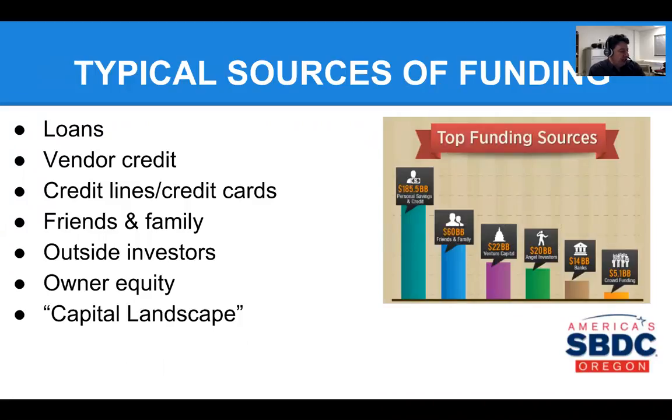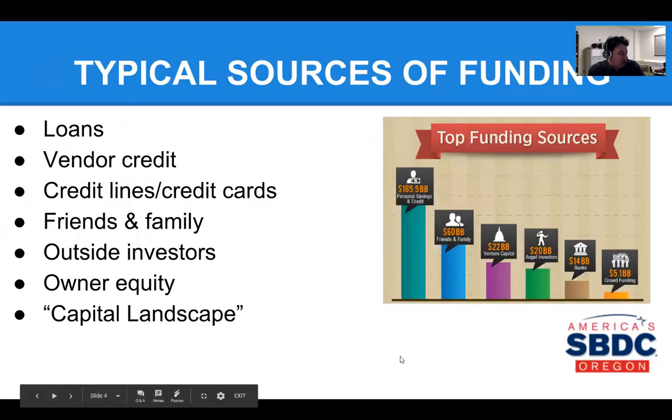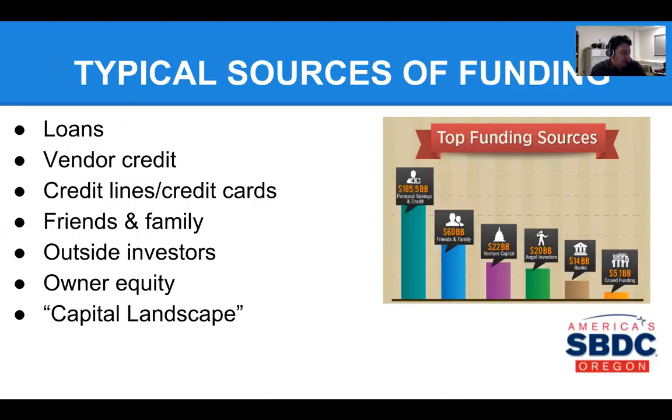Typical sources of funding would be loans, vendor credit, credit lines, credit cards, friends or family, outside investors, or owner equity. This is what's known as the capital landscape. And you see a little graphic here with top funding sources. This is from a national study. You definitely want to look at what's happening locally, and these things change dramatically over and over again.